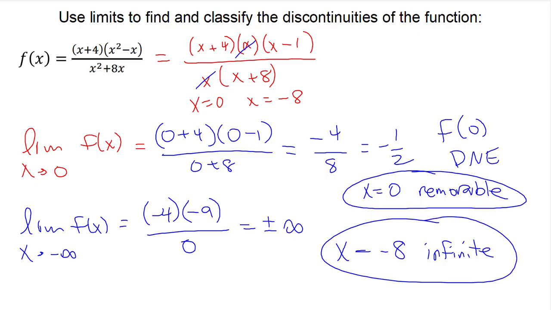And apparently I'm so used to writing infinities, I wrote infinity over here instead of -8, even though I think I said -8, right? We're doing a limit as x approaches -8.